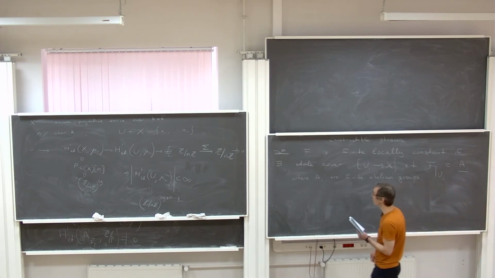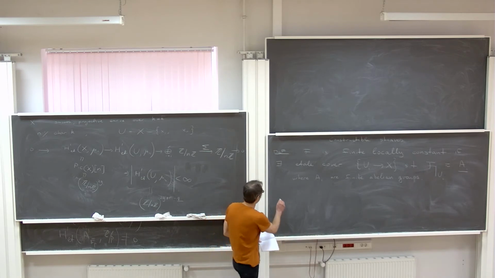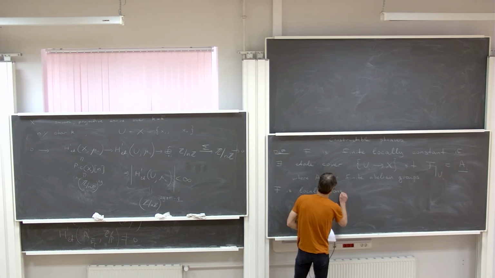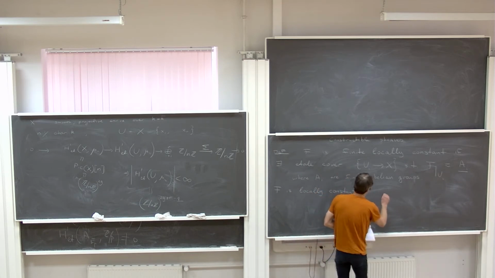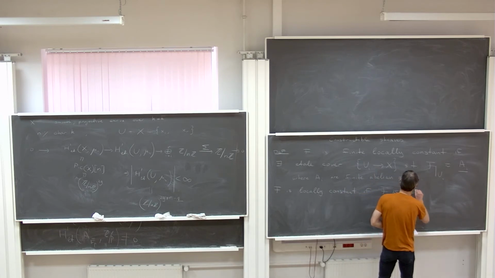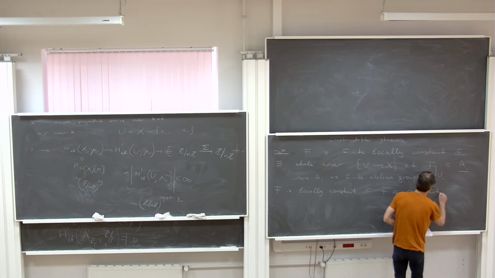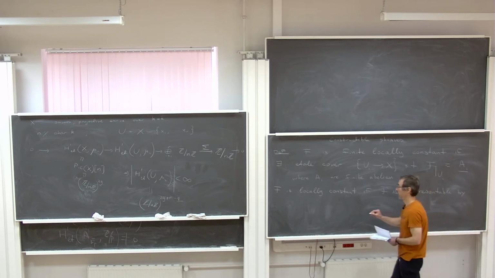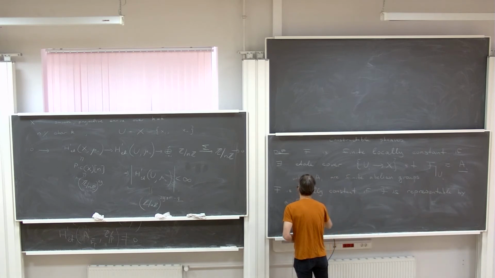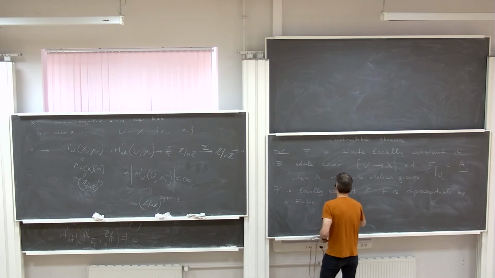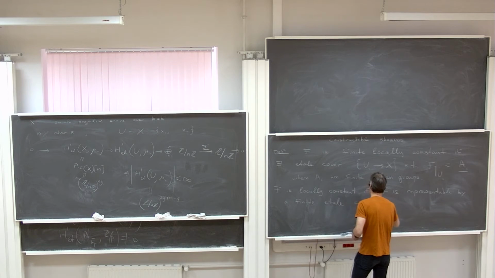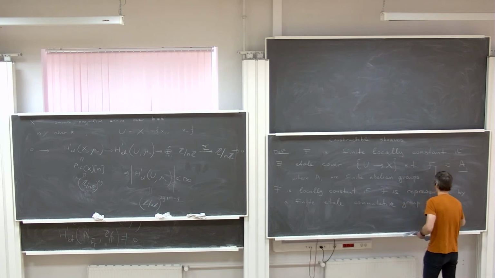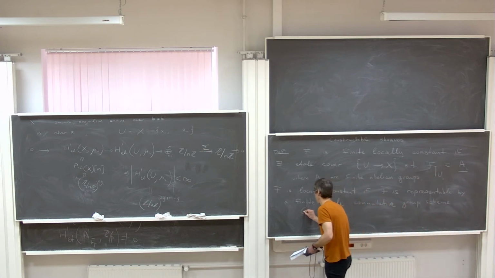So another way of thinking of locally constant sheaves is that F is locally constant if F is representable by a finite étale commutative group scheme G over X. Yes.